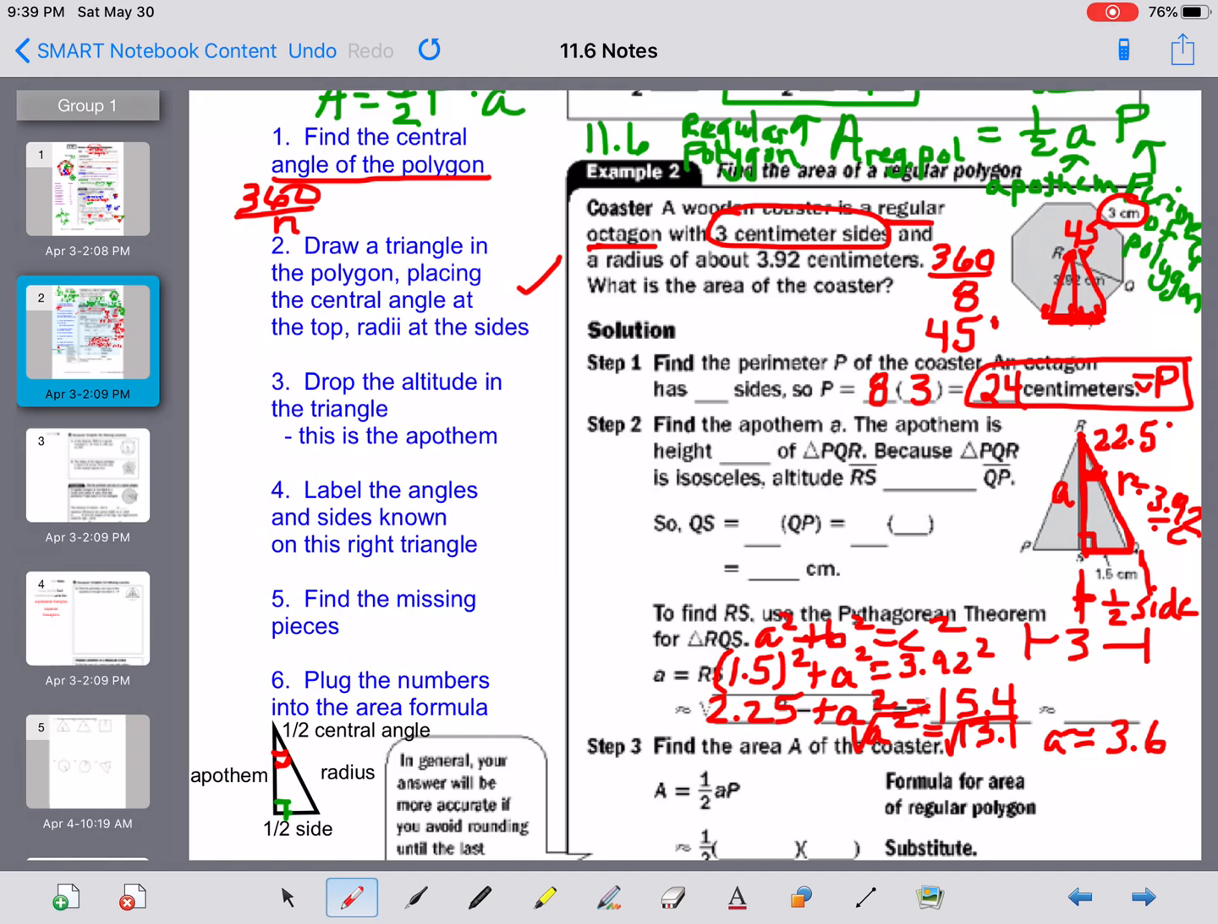All right, here's the nice thing, guys. We just found our apothem. We already know our perimeter. We have enough information right now to finish out and find the area of this coaster, this octagon, okay? So let's finish our formula here.